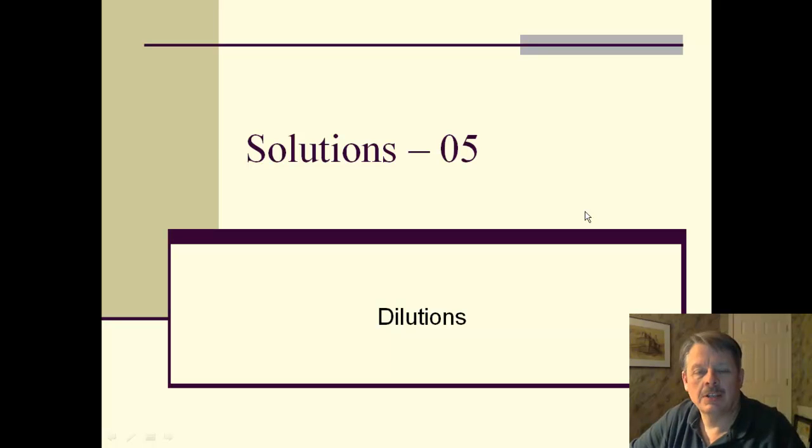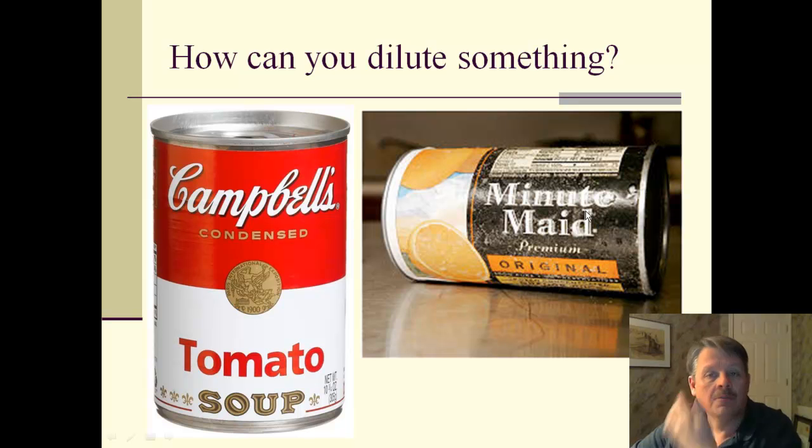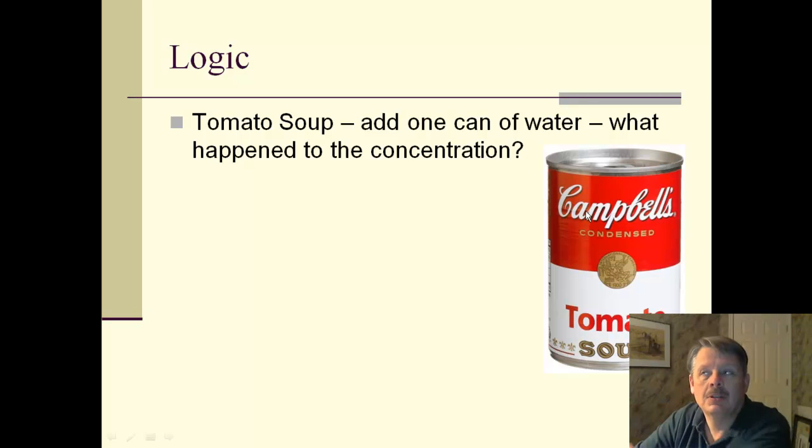Alright folks, slightly shorter podcast on dilutions. We often think about diluting things. We might be diluting tomato soup, we might be diluting orange juice. Think about how you prepare tomato soup. You add a can of water. What happens to the concentration?